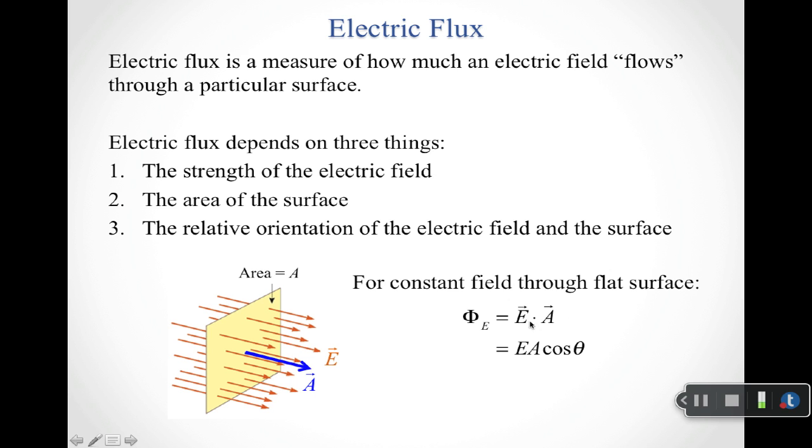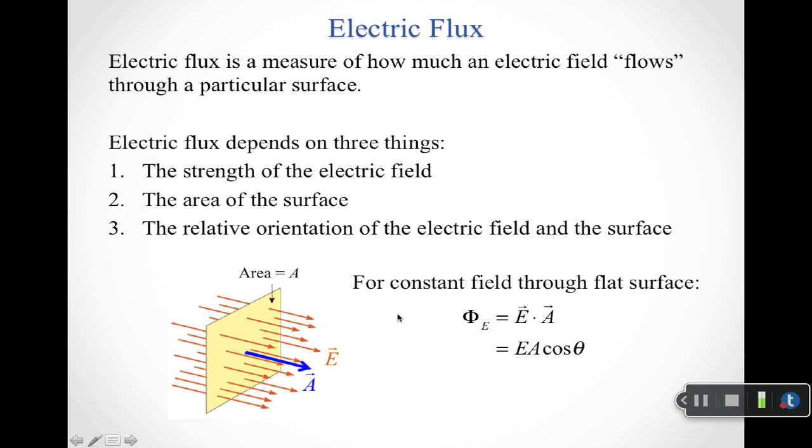So a couple things here. One, we're saying we've got a constant field. So this electric field vector, again, you can notice these lines, they all point the same direction, so they're all evenly spaced. So here's my constant electric field. And then what's the area vector?